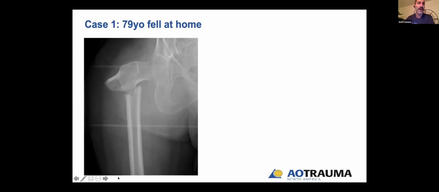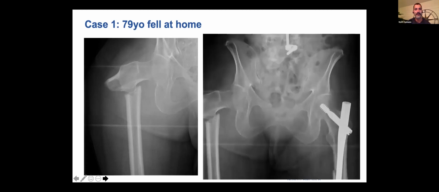This is a patient of mine. She's 79. I'm going to do all the old people. Chris is going to do all the young people. This old lady fell at home and has this injury. And when I look at this, it's looking suspicious. I'm looking at the edge of that femoral shaft. It looks a little bit widened on the lateral side.